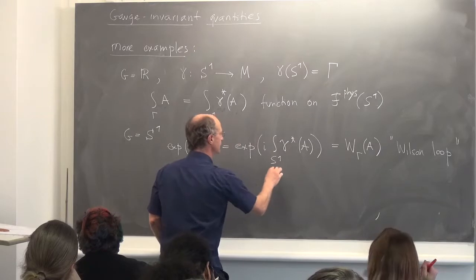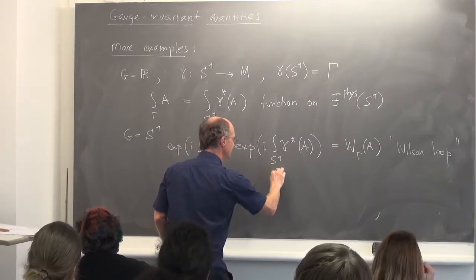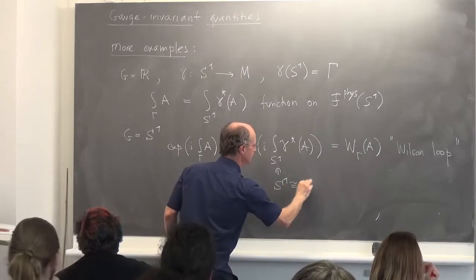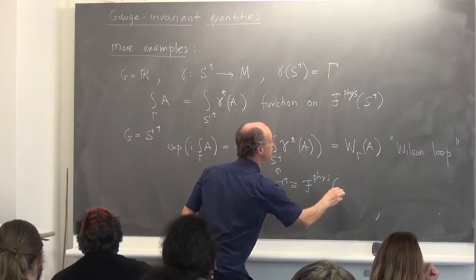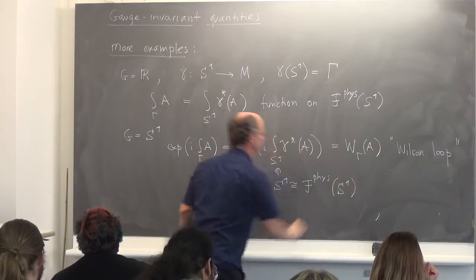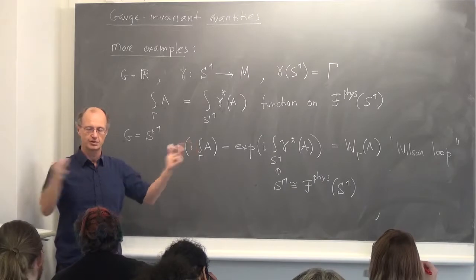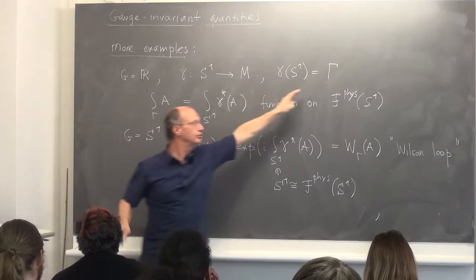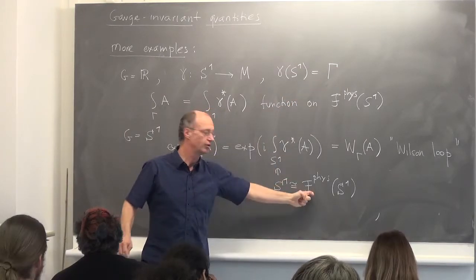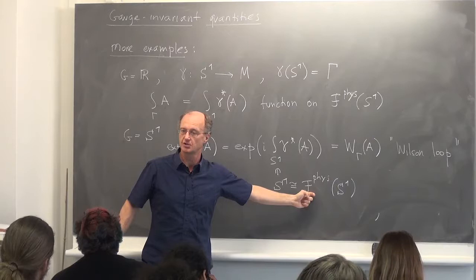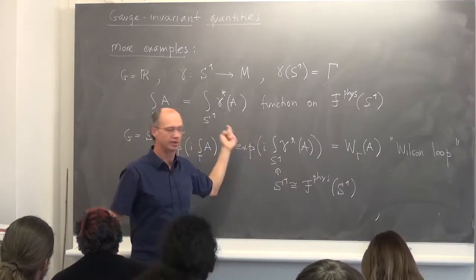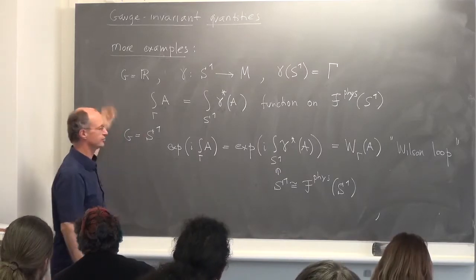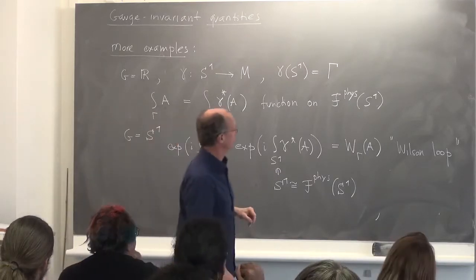And here, we know that this is an element of S1, which is identified with the F physical of the circle. So we're using the restriction of our gauge theory from the manifold to a curve, and on the curve we already computed F physical. So this allows us to construct a gauge invariant functional on the original space.